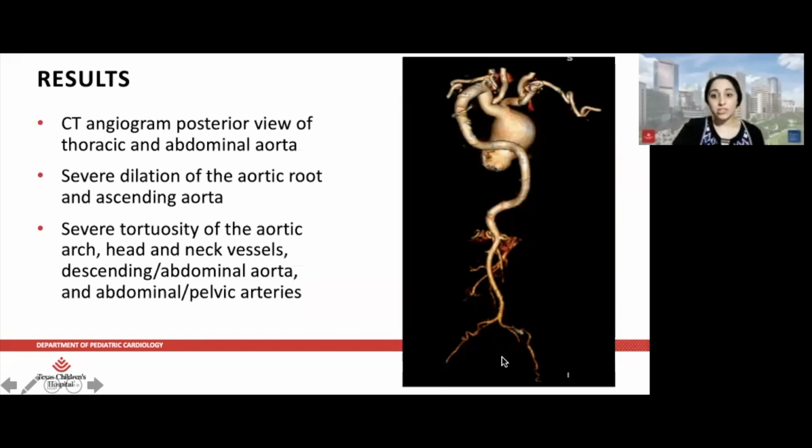So this image here is a CT angiogram of the posterior view of the thoracic and abdominal aorta. And from this image, we do see that the aortic root and the ascending aorta are severely dilated. And there's also significant tortuosity of the rest of the aorta, head, neck, and abdominal and pelvic arteries as well.